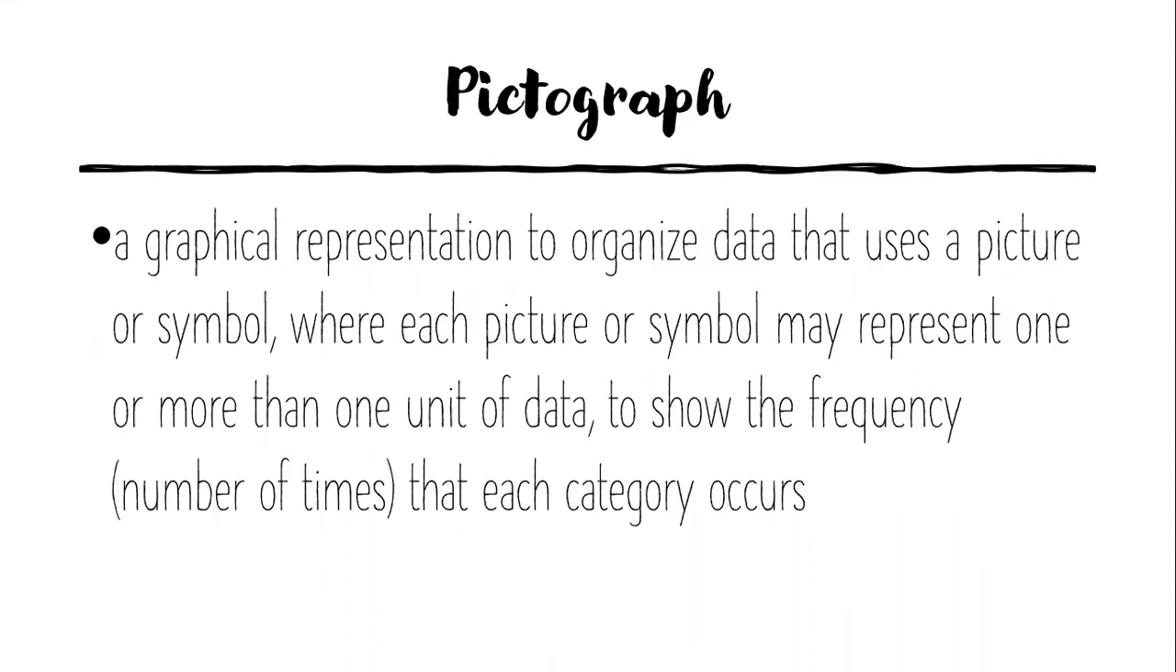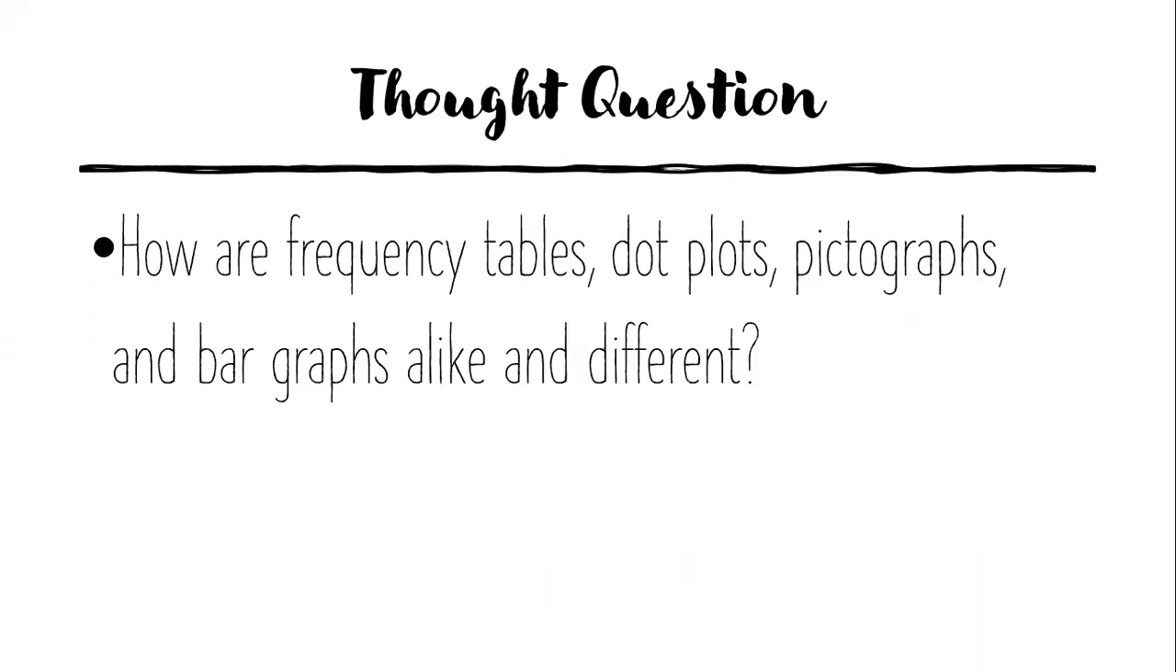Picture graph: a graphical representation to organize data that uses a picture or symbol, where each picture or symbol may represent one or more than one unit of data to show the frequency, the number of times that each category occurs. Here's your thought question: How are frequency tables, dot plots, picture graphs, and bar graphs alike and different?